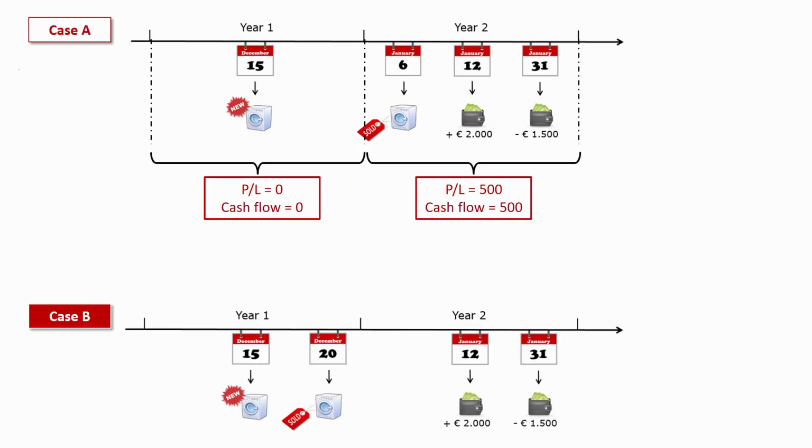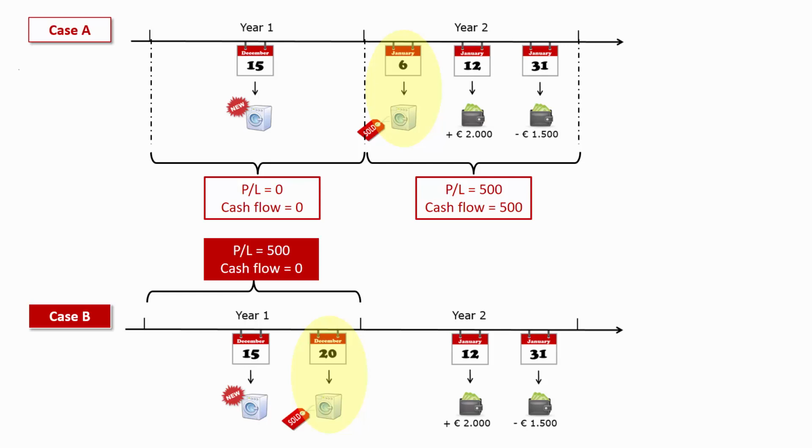Let us now consider an alternative scenario, Case B. For Case B, let's assume that the company is able to sell the washing machines on the 20th of December in year 1, instead of in January of year 2, but that the payment dates remain the same. Applying the accrual principles presented earlier, profit will now be triggered in year 1, after the sale of the washing machines on December the 20th.